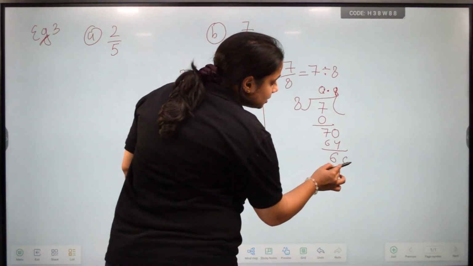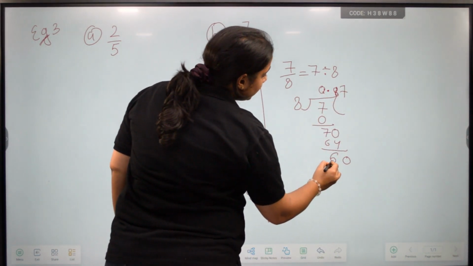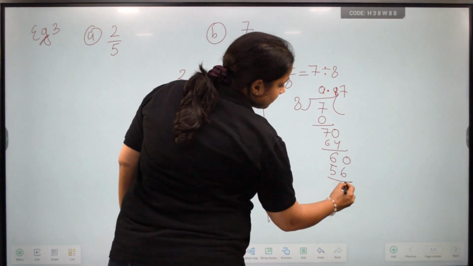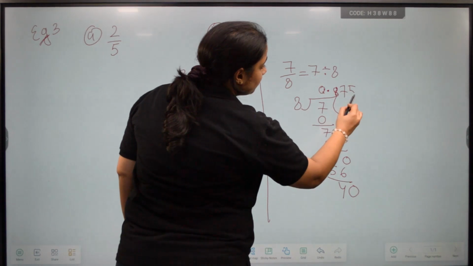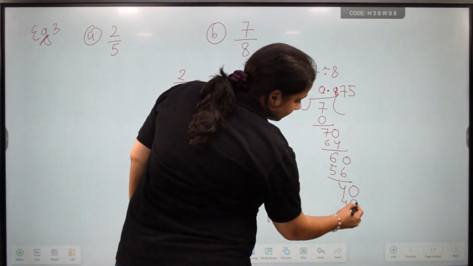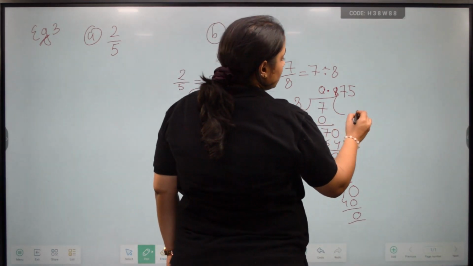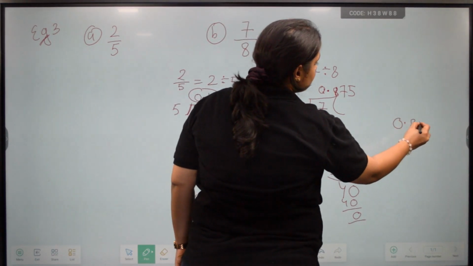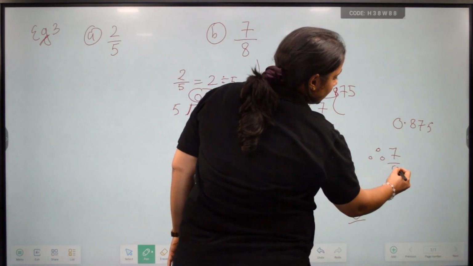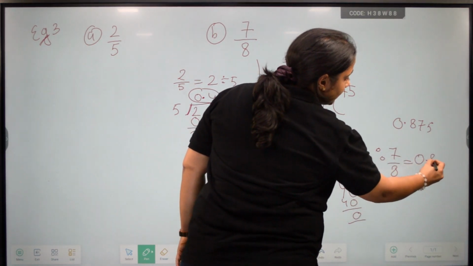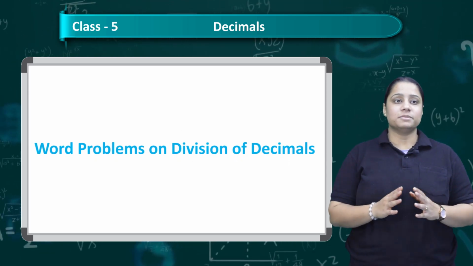Now again place a 0 here. So we got 8 into 7 is 56. We got 4 here. Again place a 0. Now 8 into 5 is 40. So the remainder is 0 now. So the quotient is 0.875. Therefore we can write 7 by 8 is equal to 0.875.